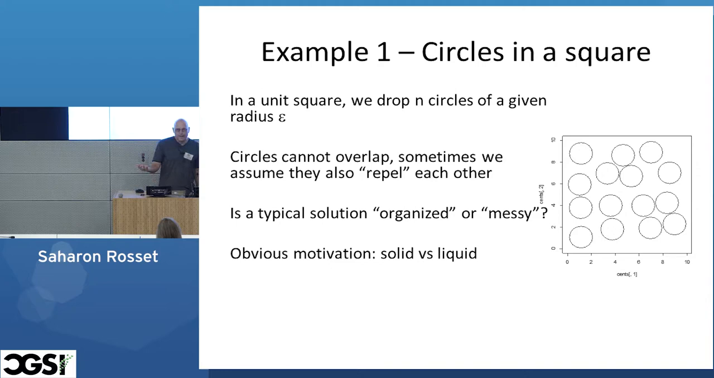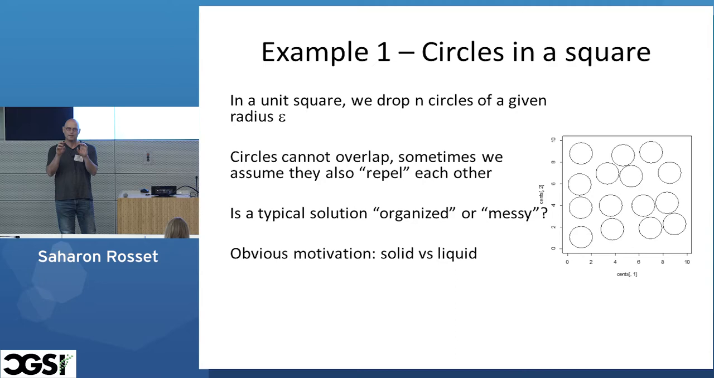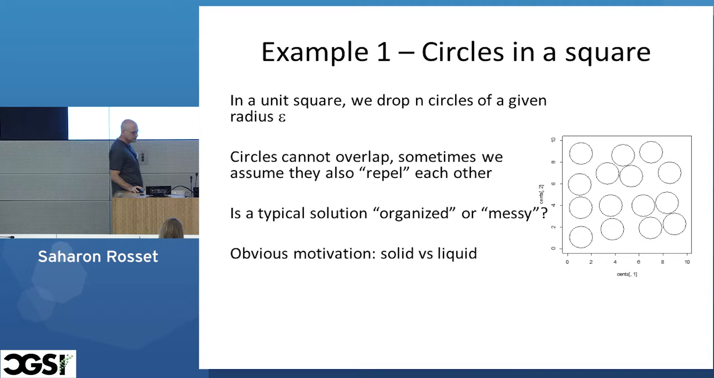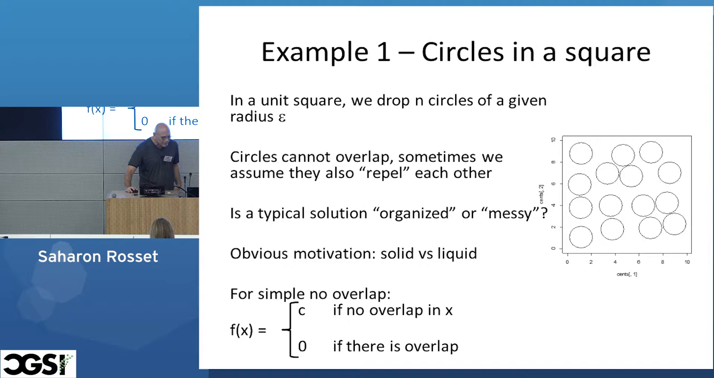And if we think about the motivation, it's between liquids and solids, so the molecules in a liquid are messy and disorganized, and the molecules in a solid are packed together in a nice, neat structure. Okay, so we might want to ask ourselves about the typical solution. And what do we mean by typical? I've now set rules. The rules are I have a square, I have a bunch of circles, they have to fall in the square and they cannot overlap. Right? So I can ask myself, most of the arrangements that comply with these conditions, are most of them messy or are most of them very well organized?